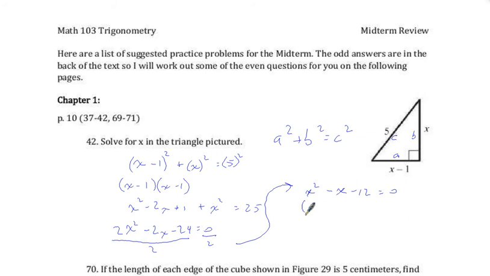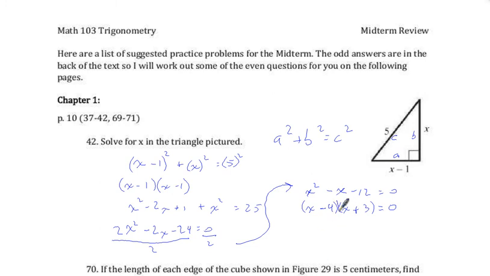I like factoring as the way to solve if possible. Of course, you could graph or use the quadratic formula. You can even complete the square. But factoring for me is the best. X times x is x squared. I need the factors of negative 12 that will add to negative 1. And that would be negative 4 and positive 3. Those numbers multiply to negative 12 but add to negative 1.